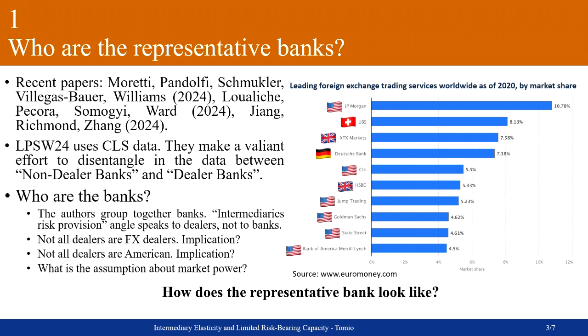And so I would like to understand, take this composition, can you tell me something? If, for example, Deutsche Bank were to drop out of the FX market, how would that change the total elasticity of the dealer market for FX? Because what remains is a set of dealers more skewed towards the United States. So summarizing, what does the representative bank look like? That's my question.